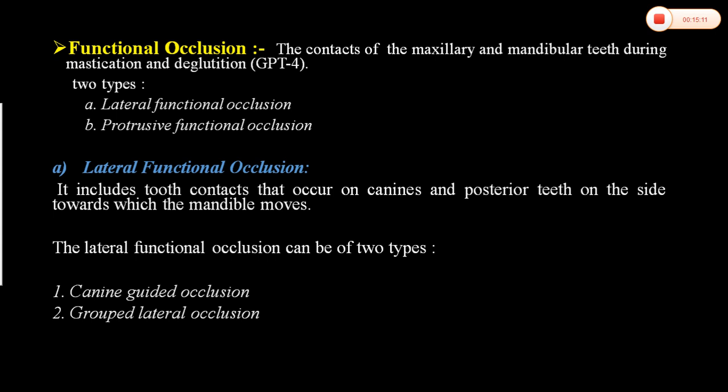Whereas in an aged person, when the canine cusp tip has worn out or reduced, when the mandible is moved towards the working side, not only the canine, even the posterior teeth will be in contact. This is known as group lateral occlusion. Only canine in contact is known as canine guided occlusion. If more posterior teeth and canines are in contact, it's known as group. Group means more than one. So, group lateral occlusion.